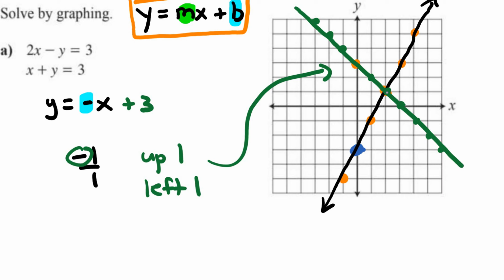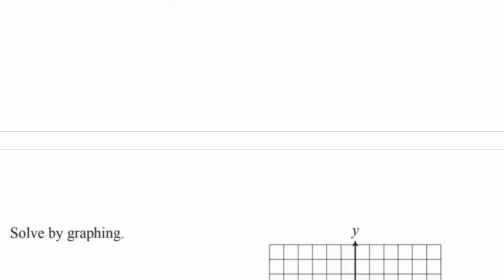And as you can see, this purple dot right there, that's your answer. And that's the point (2, 1). Okay, so once you get good at these graphing questions, you can probably move a lot faster. I'm kind of taking my steps really slowly here. So if you feel comfortable, go ahead and just move at your own pace.